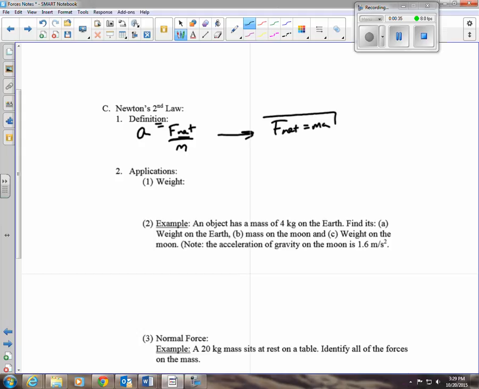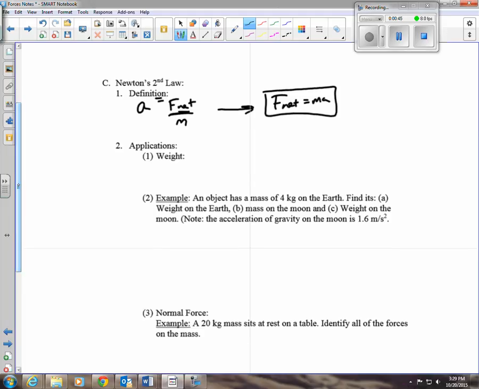And that's what we're going to use for 90% of this unit. We're going to be using F net equals ma to find, say, the acceleration of the system with forces on it. So the first application is going to be weight. Weight is defined as the force of gravity.